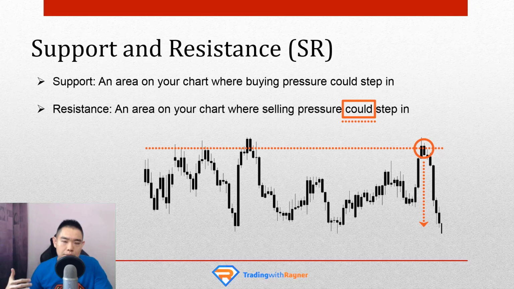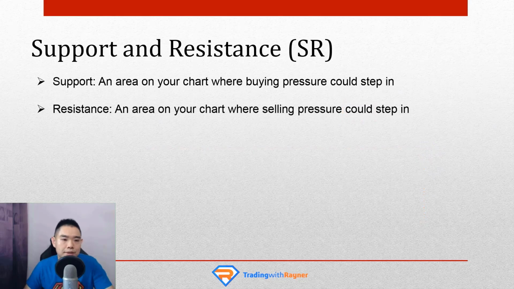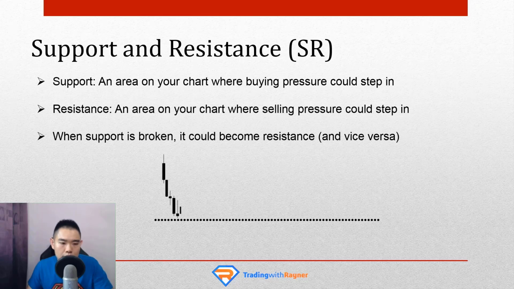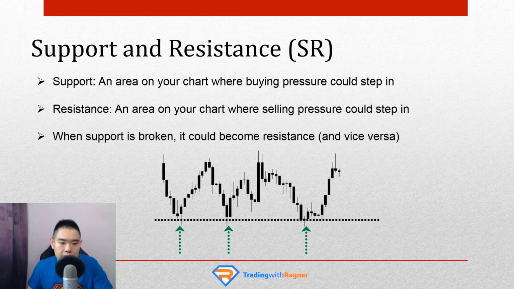So now that you understand what support and resistance are, in essence, support is where buyers could come in and push the price up higher. Resistance is an area on your chart where sellers could come in and push the price down lower. And another thing to add is that when support is broken, it could become resistance. So let's say this is support. Previous support could now become resistance, where price could face selling pressure and then continue lower down from here.